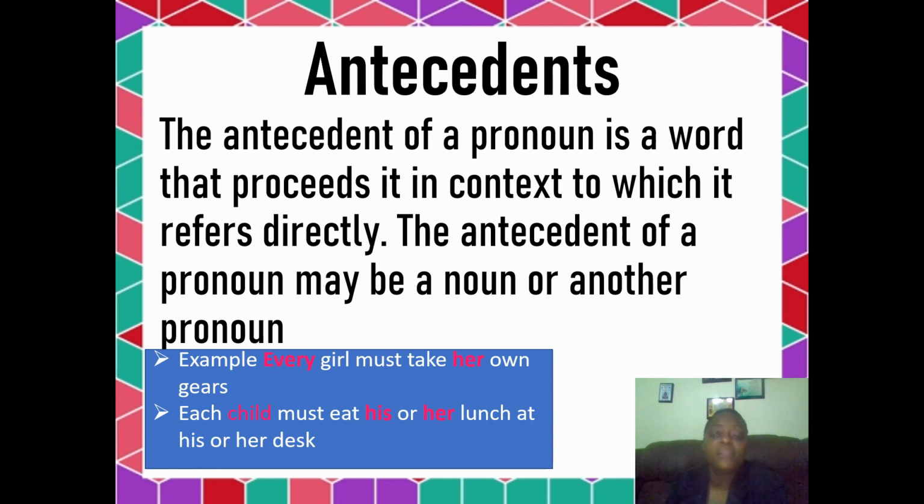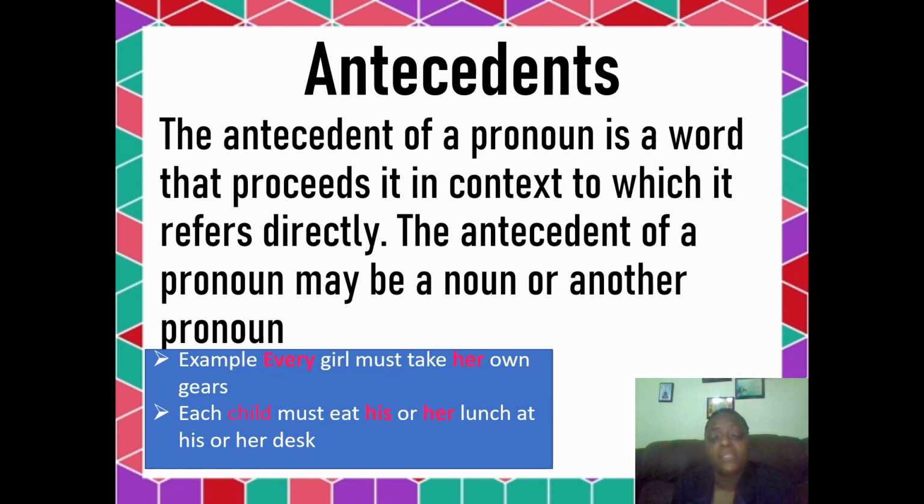Now, the antecedent of a pronoun is a word that comes before the pronoun in a sentence to which the pronoun refers directly. Let's look at the example there. Every girl must take her own gears. Every is an indefinite term. It's a singular indefinite term. It means that anything else in that sentence must be singular.